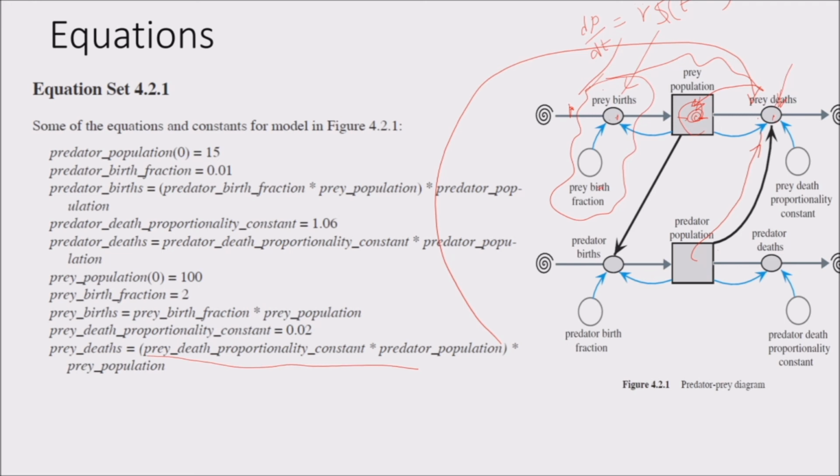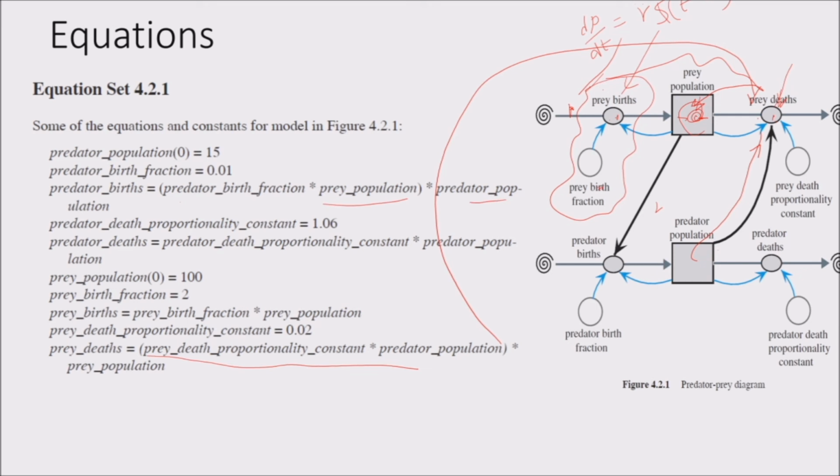And then also, the population of this matters to the births of the other, so that is this arrow right here, right? So why is that? Well, you can see the equation for the predator birth, which is the birth fraction of the predator. The birth fraction of the predator depends on the population of prey multiplied by the population of predator as well. So that's what we came up with in the equation before.